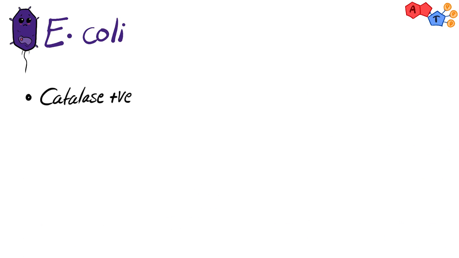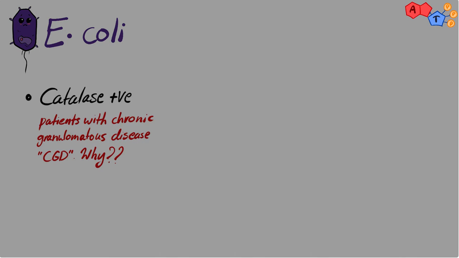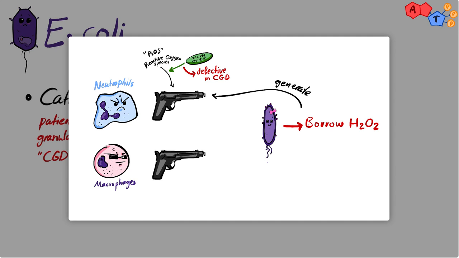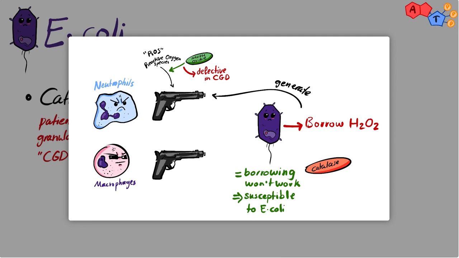First of all, he is catalase positive, so patients with chronic granulomatous disease, or CGD, are at increased risk of getting this infection. And to explain why that happens, we need to know that the neutrophils and macrophages use reactive oxygen species, or ROS, to kill the bacteria. And people with CGD have a defect in the enzyme NADPH oxidase, which is important to generate the ROS. However, if a bacteria invades a patient with CGD, the patient can borrow hydrogen peroxide from the bacteria and use it to generate ROS and kill the bacteria. But if the bacteria has the catalase enzyme, then this borrowing mechanism will not work, since catalase enzyme will break down any hydrogen peroxide in the bacteria, which will make the patient susceptible to catalase positive bacteria.